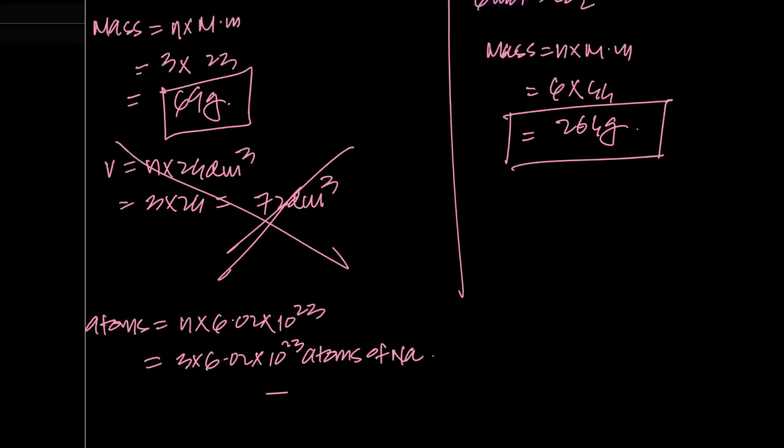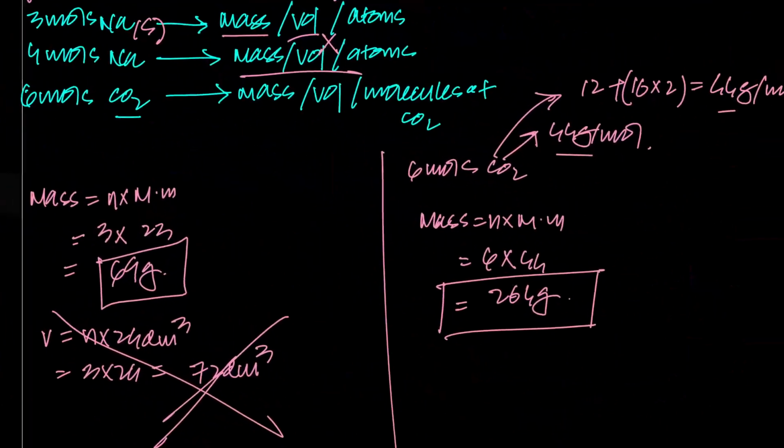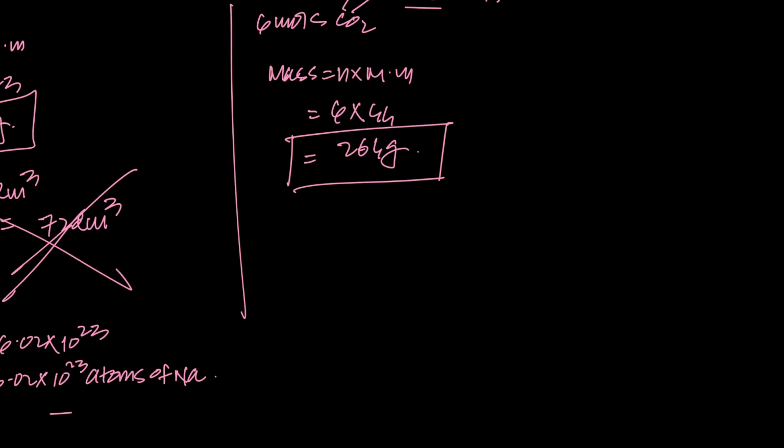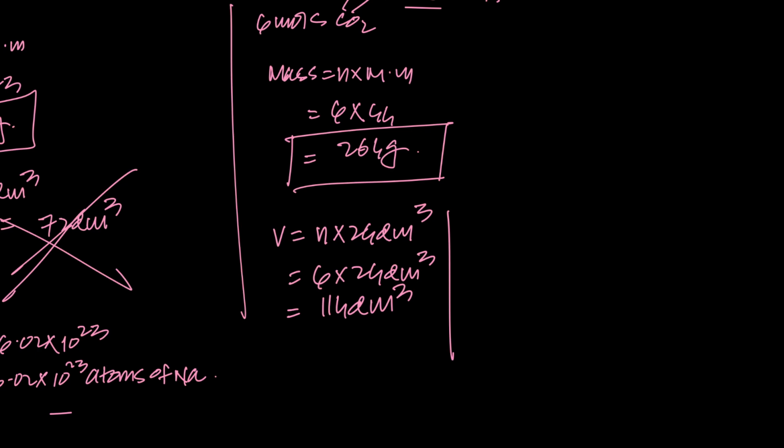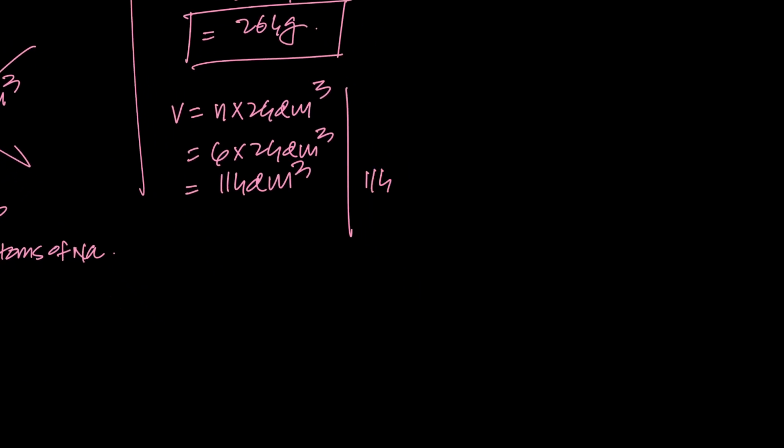Okay, moving on. Let's calculate the volume of carbon dioxide. Volume equals mole times 24 dm cube. How many moles? 6, so multiply it by 24. What do you get? 144 dm cube. What if I want it in centimeter cube? 144 and 3 zeros, not 00, 3 zeros, because if you want to find the volume in centimeter cube, you're going to times it by 24,000 centimeter cube, not by 24.